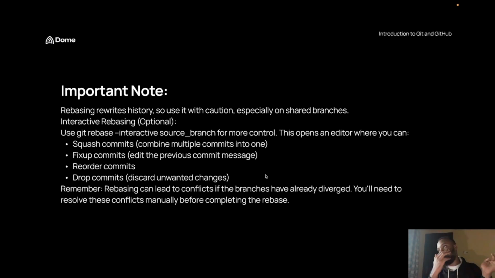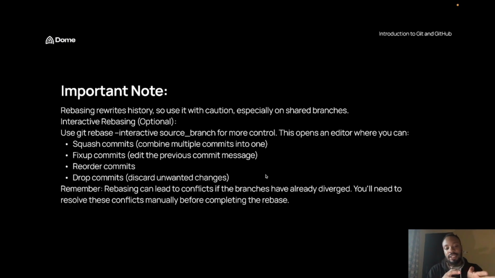Maybe all you did was change content, like changing colors, and so you can squash them. You can fix up a previous commit, you can edit a commit message, you can reorder commits, and you can also drop commits. You can delete a commit that you don't want, discard unwanted commits, and that's it.